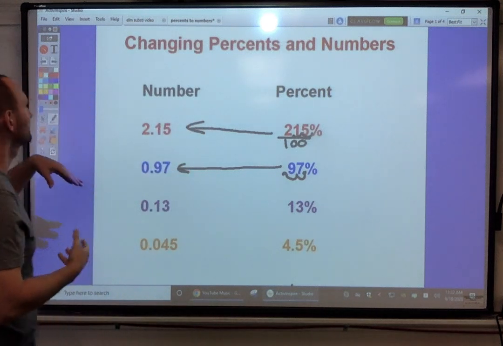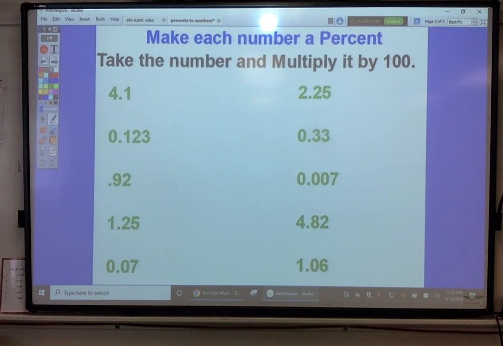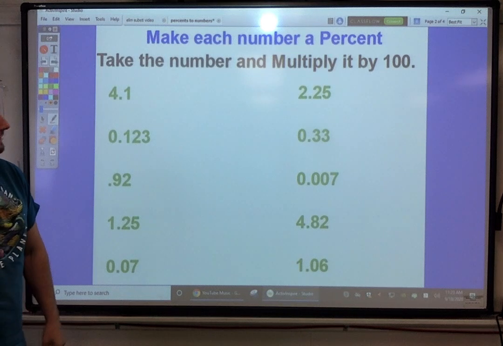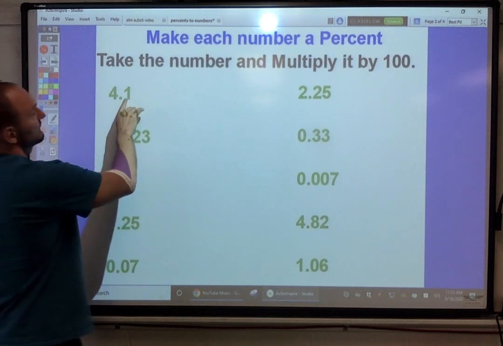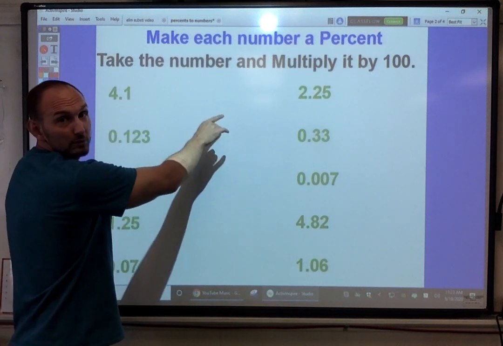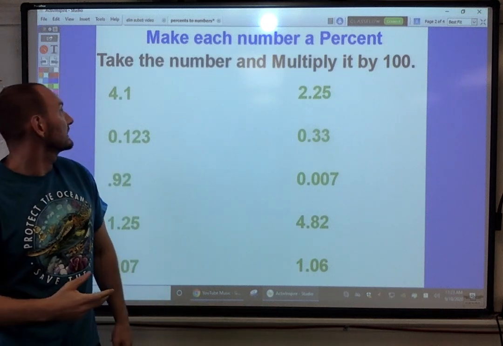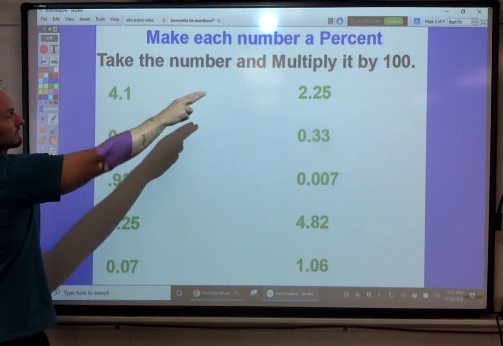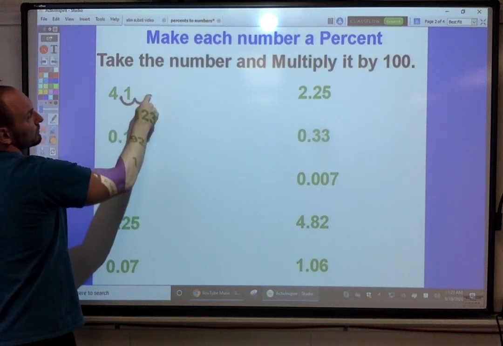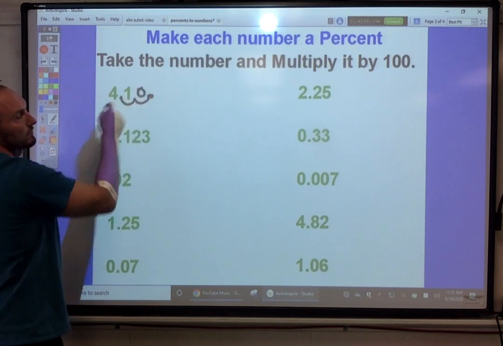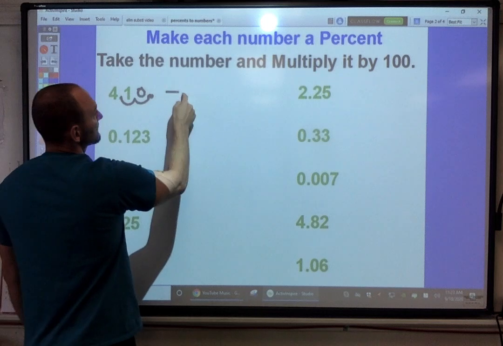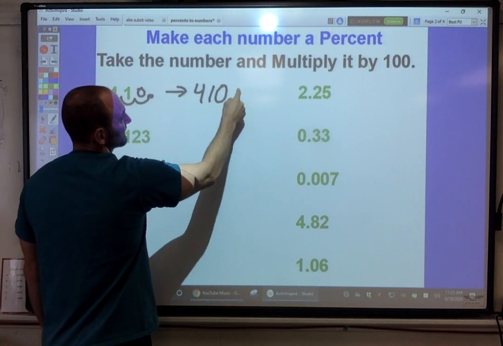So this next slide, you can go ahead and hit pause, do some practice examples, and then check your work, because I'm just going to go through them really quick. All right, so this time we have 4.1, and we're taking that number to a percent. So times it by 100, move our decimal 2 places. If we have a gap, we put a 0. So it's actually 410%.